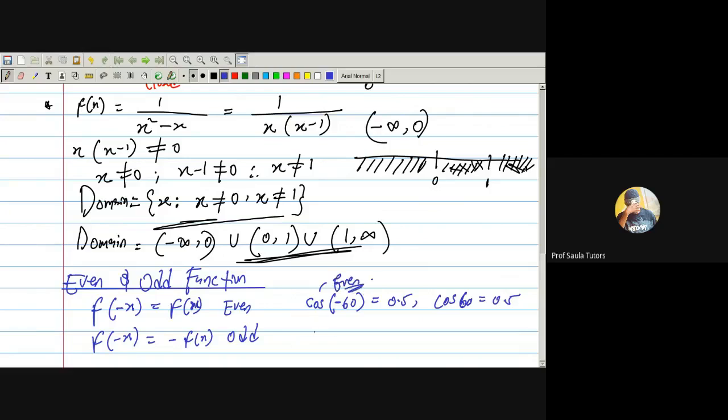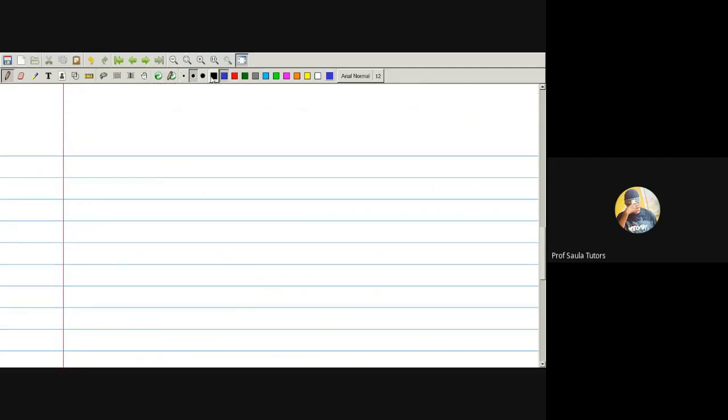Let's look at sine, whether sine is even or odd. What's sine negative 30? That's minus 0.5. And what's sine 30? It is 0.5. For me to make them the same, I'll have to put a negative sign, which means that f of negative x is minus f of x for sine. So sine is an odd function. Don't worry, I'll give you the notes. I will print all this out and send it to you.